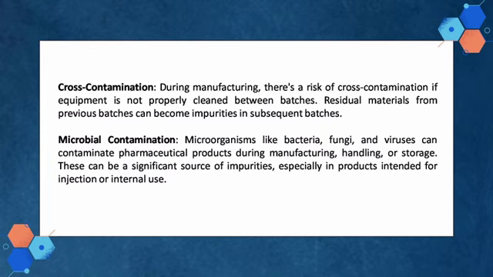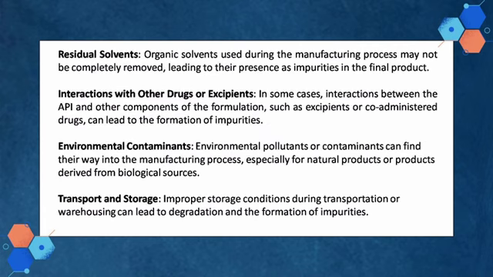G. Microbial contamination. Microorganisms like bacteria, fungi, and viruses can contaminate pharmaceutical products during manufacturing, handling, or storage. These can be a significant source of impurities, especially in products intended for injection or internal use. H. Residual solvents. Organic solvents used during the manufacturing process may not be completely removed, leading to their presence as impurities in the final product.